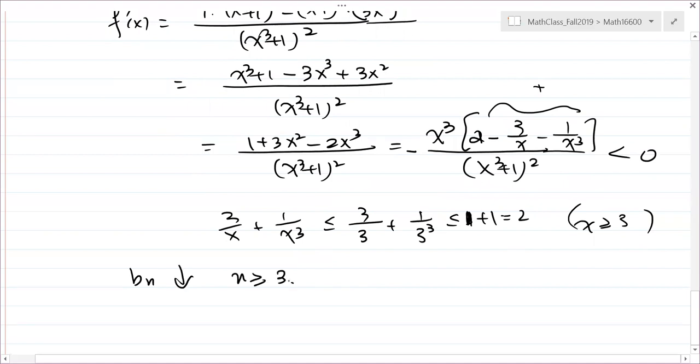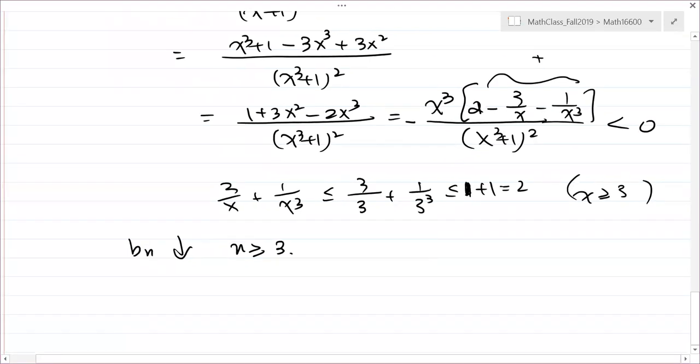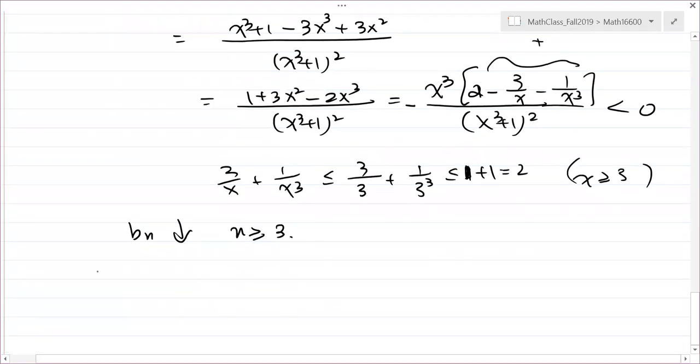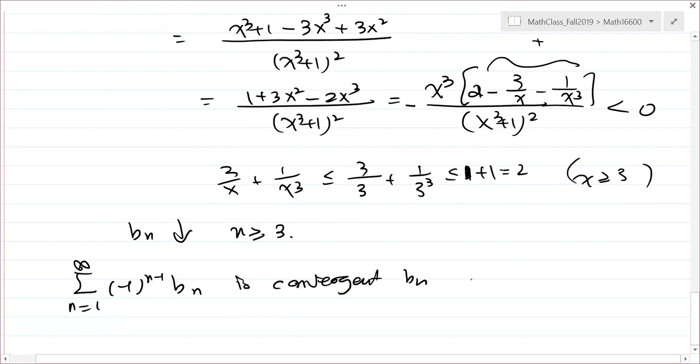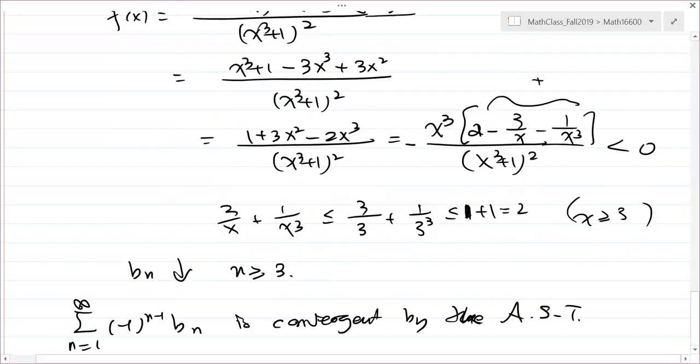That's it. That's enough. So therefore, by the alternating series test, this series is convergent. This is a natural idea, the alternating series test, but it's not easy to do the problem. You have to prove the derivative is negative.